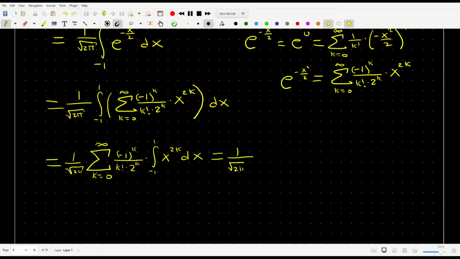This is going to be 1 over the square root of 2 pi times the summation from k equals 0 to infinity of (-1)^k over k factorial times 2^k, and this antiderivative is going to be x^(2k+1) over 2k+1, evaluated from 1 to -1. This is just the integral of this function of x.